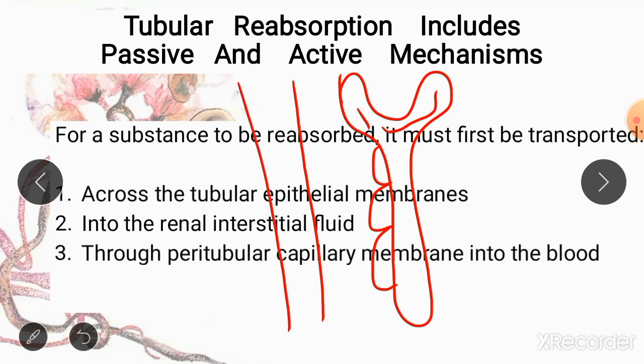So anything that needs to be reabsorbed from the lumen of the nephron will have to pass first through the epithelial cells which make up the nephron, then enter the interstitial space, and from there move into the peritubular capillaries and the general circulation.